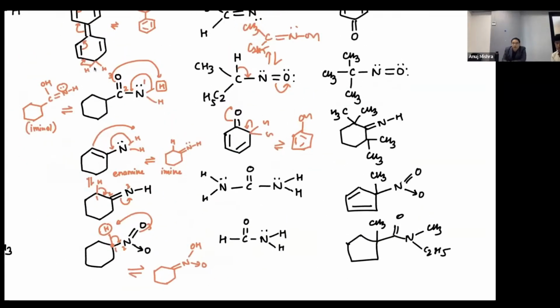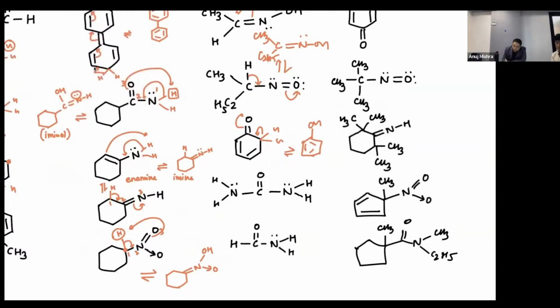The compound which is shown is urea. NH2CONH2 is called urea. Now same thing: 1, 2, and 3. This goes here. This takes H. Answer is NH2COH double bond NH2. Okay. This is urea.